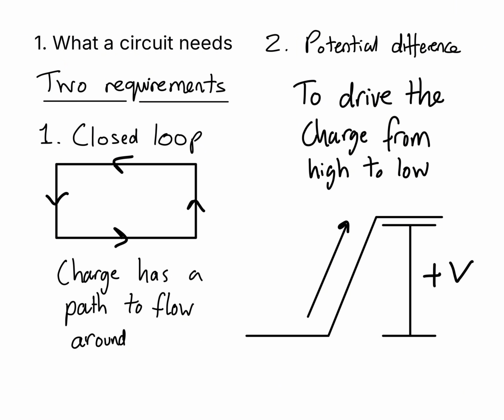A loop with no potential difference is a road with no traffic. A potential difference with no loop is a push with nowhere to go. You need both.